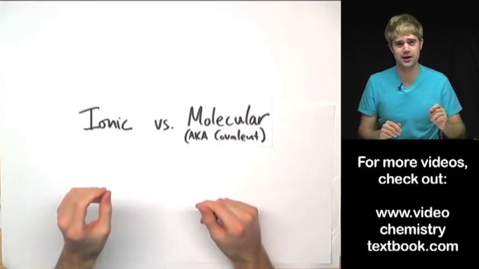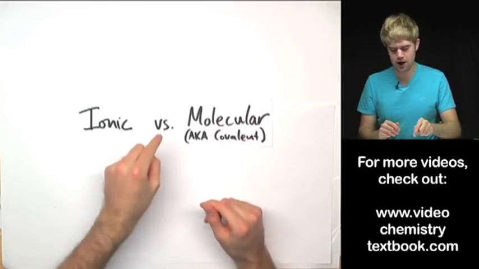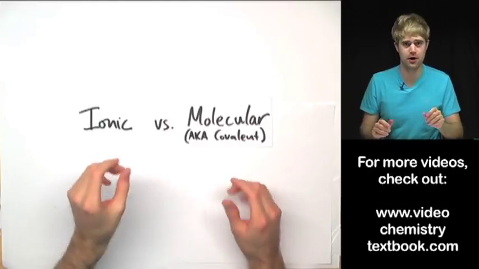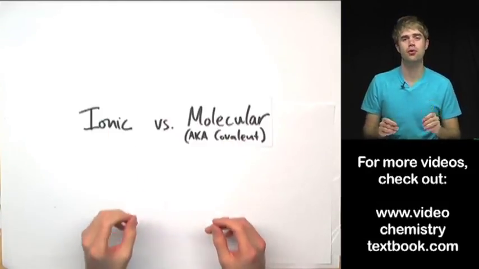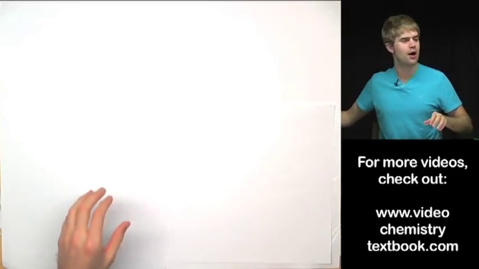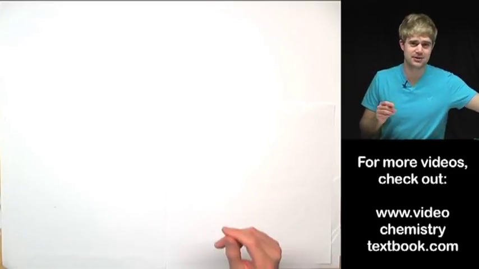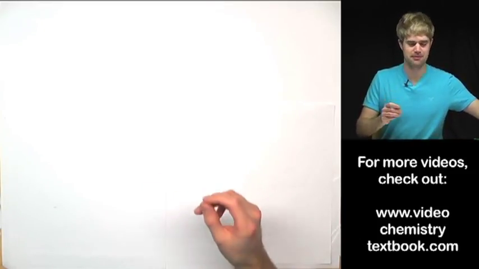In this video, we're going to look at compounds that are ionic versus compounds that are molecular, also known as covalent. We'll learn how you can tell them apart based on their formulas, and then we'll look at some important differences between them. So, how can you tell whether something is ionic or molecular? Well, it depends on the elements that make them up.